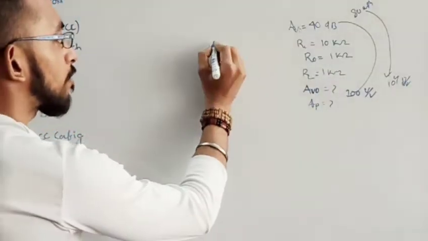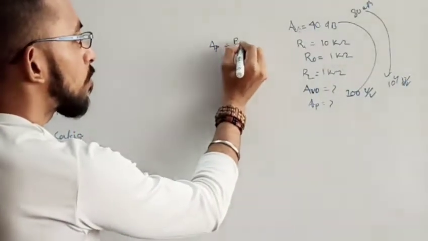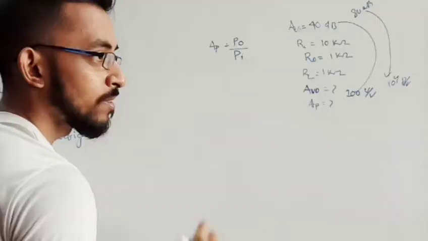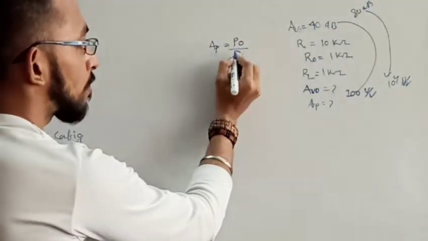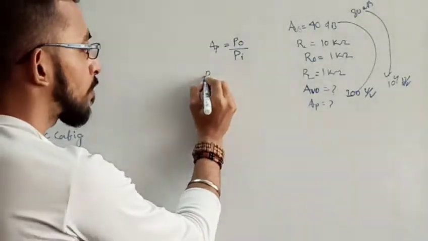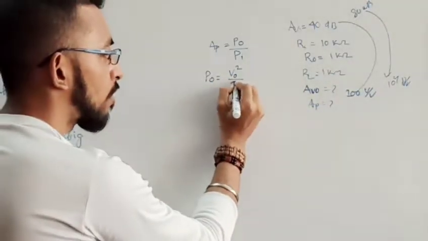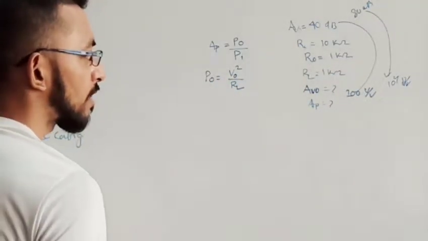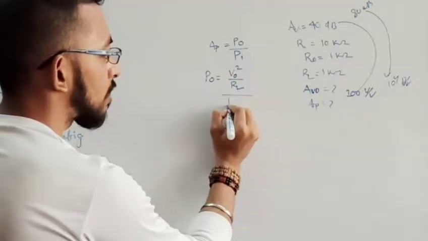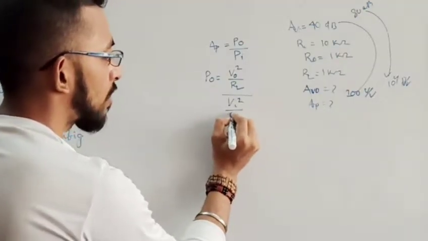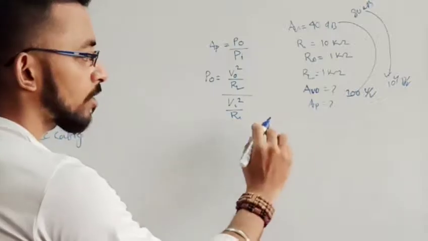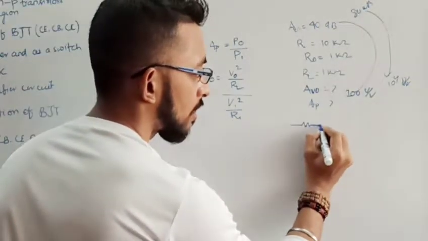What is our power gain? Power gain is nothing but P output upon P input. For that, we have to find output power and input power. What is output power? It is nothing but V output square upon load. And what is my input power? That is nothing but V input square upon R input. Because this is the circuit.